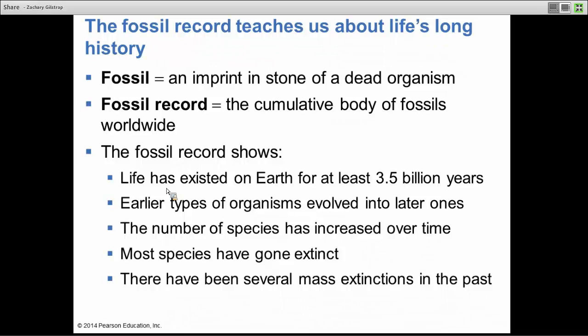The fossil record shows that life has existed on Earth for at least 3.5 billion years. Earlier types of organisms evolved into the later ones, and the number of species existing at any one time has generally increased through time. The species living today are a small fraction of those that ever lived. The vast majority are extinct. There have been several episodes of mass extinction, or simultaneous loss of great numbers of species.